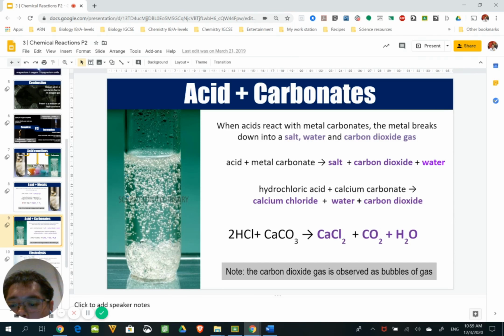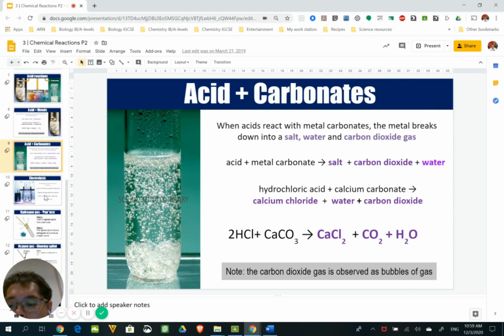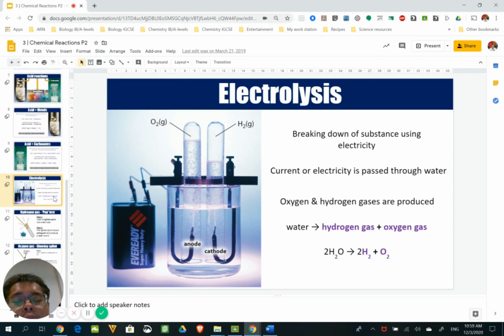There is another process that will break down compounds, and that would be electrolysis. Electrolysis is a process where you break down a substance using electricity, where current is passed through water. As you can see over here, you will have normal water, and if you add a battery as the energy source, you will break water down into hydrogen gas and oxygen gas. So this is what you need to know about electrolysis.